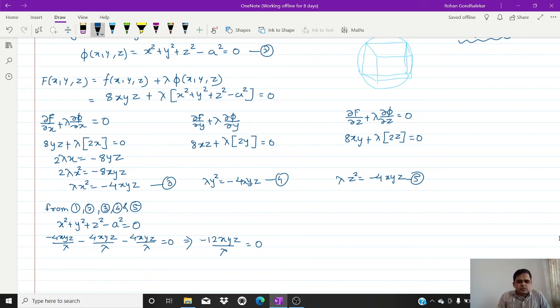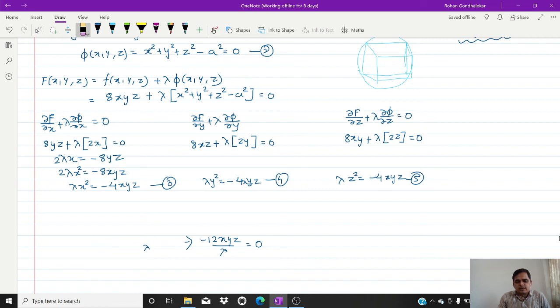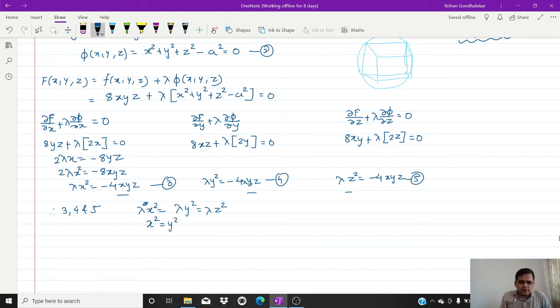Or you can, just a minute, instead of going this way, we have one more chance of directly getting the values of x, y, z and lambda. Why we are missing that? This becomes a little lengthy. See, look at the equations 3, 4 and 5. The left hand sides are same. Therefore, from 3, 4 and 5, lambda x square is equal to lambda y square is equal to lambda z square, which gives me x square is same as y square is same as z square, which is nothing but x is equal to y equals to z.